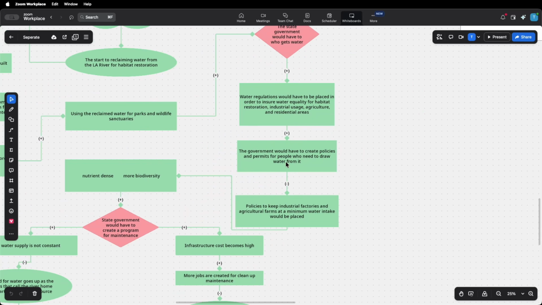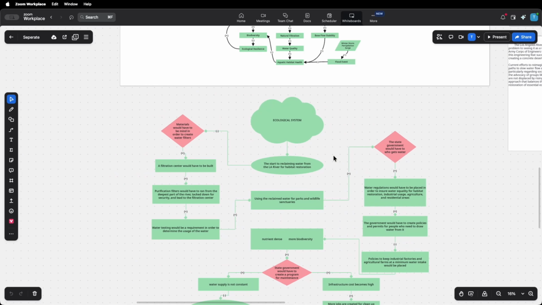Also, this one right here, water regulations would have to be placed in order to ensure water quality for habitat restoration, industrial use, agriculture. That would be like 6 of these boxes. Water regulations is a system. Water quality is a system. Habitat restoration is a system, industrial usage, agriculture, these are all systems. So these would all be boxes, and all the words in between would just be pluses and minuses.